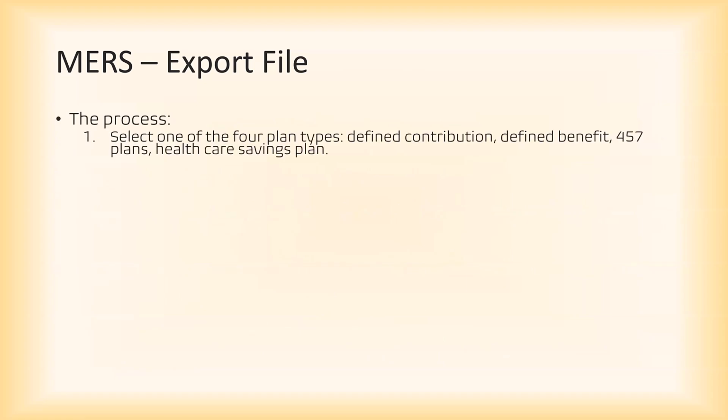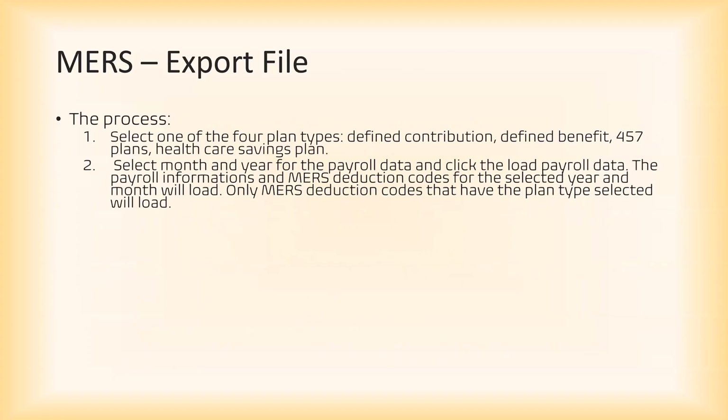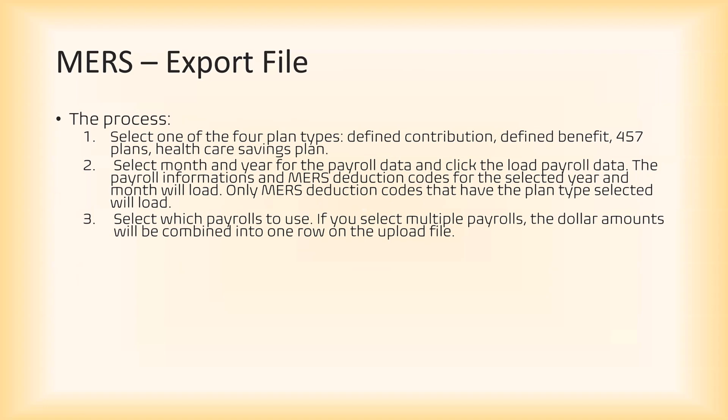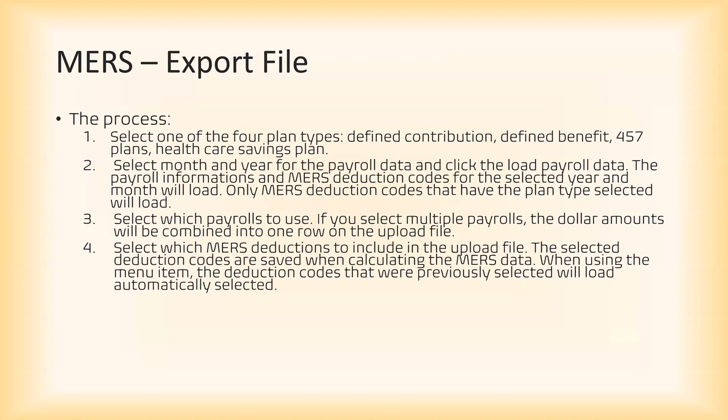The process that the MERS export file goes through is you select one of the four plans. We have a month and year select for the data, and we have a button that you click called load payroll data, and it will load the payroll info for that month and the deduction codes. So only MERS deduction codes that have that plan type selected will load. You can select which payrolls to use. If you select multiple payrolls, the dollar amounts will be combined into one row on the upload file.